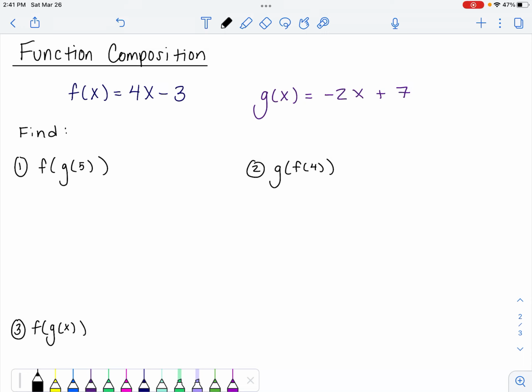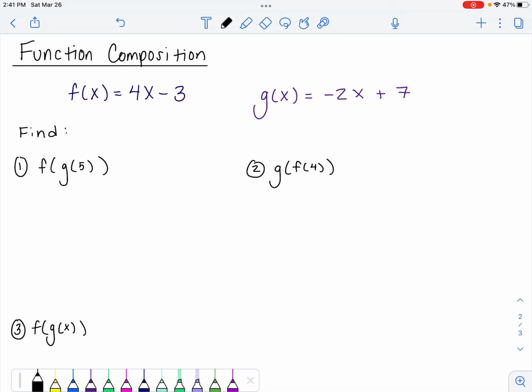Let's talk about function composition. So function composition puts two functions together by plugging the result of one function into the other as the input. So we have two example functions here on the screen. We have f of x is 4x minus 3 and g of x is negative 2x plus 7.